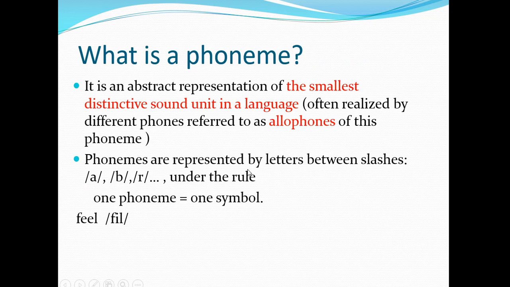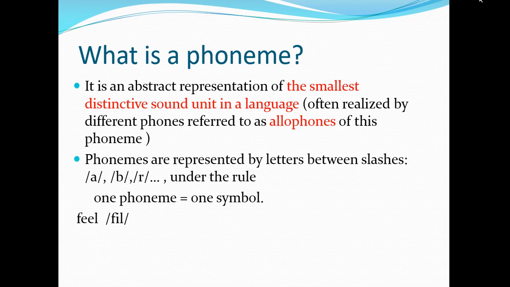This is another important concept, phoneme. Okay, it is a very important concept, phoneme. A phoneme is an abstract representation of the smallest distinctive sound unit in a language, and it is often realized by different phones referred to as allophones, which is another concept that I'm going to explain later. Phonemes are represented by letters between slashes, as you can see here, a, b, r. Under the rule, one phoneme equals one symbol.